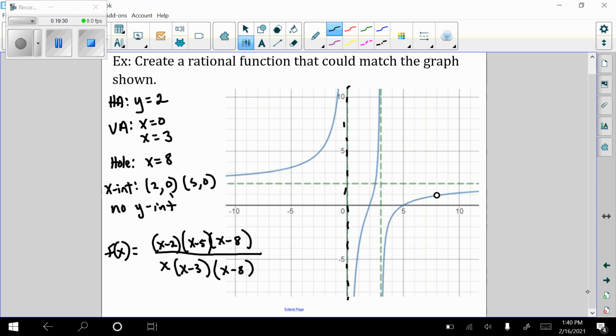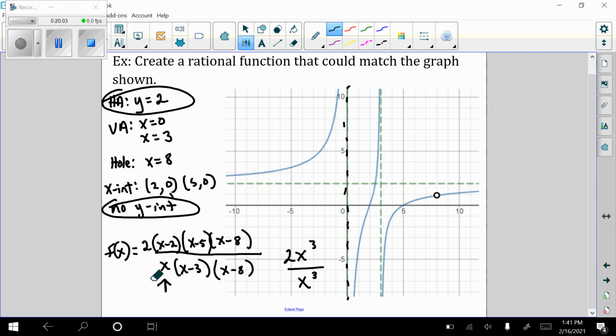So now I need to check my horizontal asymptote to make sure that's going to work. So if I look at the numerator, I have x times x times x. I have x to the third, and same thing on the bottom, I have an x to the third. That would give me a horizontal asymptote of y equals 1. So I need to put a 2 on the top, and that'll give me 2x to the third over x to the third, or y equals 2. Also, no y-intercept, because for my y-intercept, x has to equal 0. And in this case, x can't equal 0, so I don't have to worry about that y-intercept.